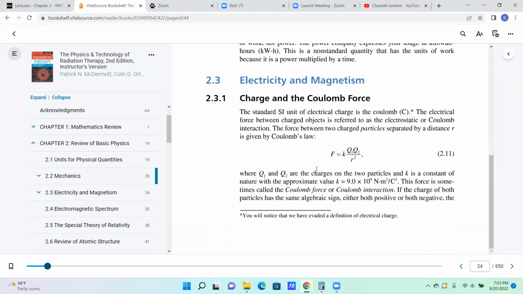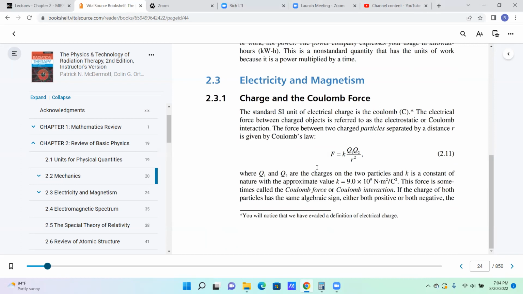So, electricity and magnetism. We've discussed force up to this point, but we've done it in a mechanical sense. We haven't really gone through and tried to apply it to electricity and magnetism, and we're going to need to in order to be able to get to the kinds of things that go on in a linear accelerator. So, how do we start representing these concepts in the realm of electricity and magnetism as opposed to mechanics?